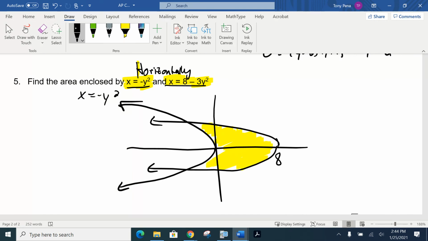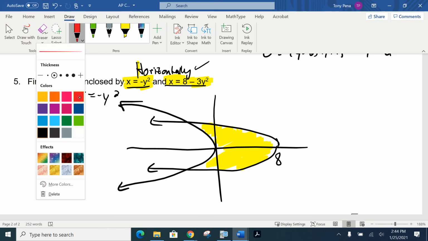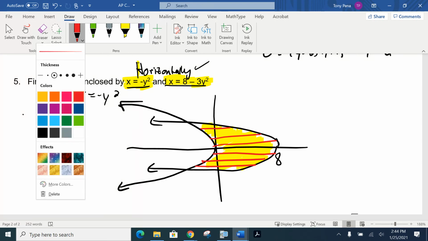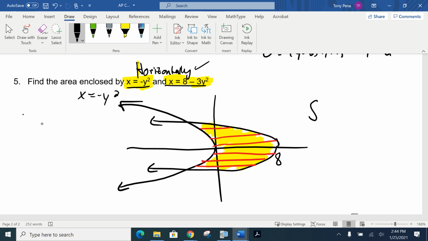So the way these are written imply we want to do it horizontally. As long as the right and left hand side are always the same, we can do it in one integral. So if I draw in some rectangles in here, you'll notice the right hand side is always the parabola that goes through 8. The left hand side is always that negative y squared parabola. So we can do this in one integral. We'll get our limits here in a second. The right hand side of all these red rectangles is the 8 minus 3y squared. So that goes in first.